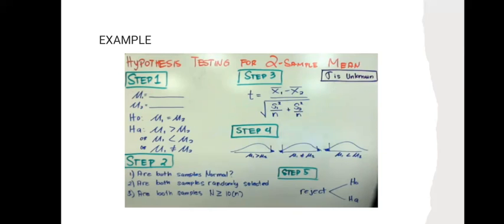Are both samples normally distributed? Second, are both samples randomly selected, and are both sample sizes less than 10 percent of the population? In step 3, the value of t is calculated by using the formula. In step 4, the distribution of the rejection areas is represented according to the alternate hypothesis. In step 5, we make a decision whether to reject the null hypothesis or to fail to reject the null hypothesis.